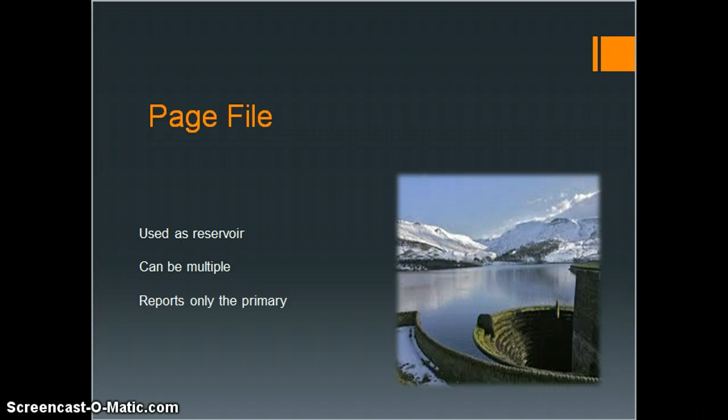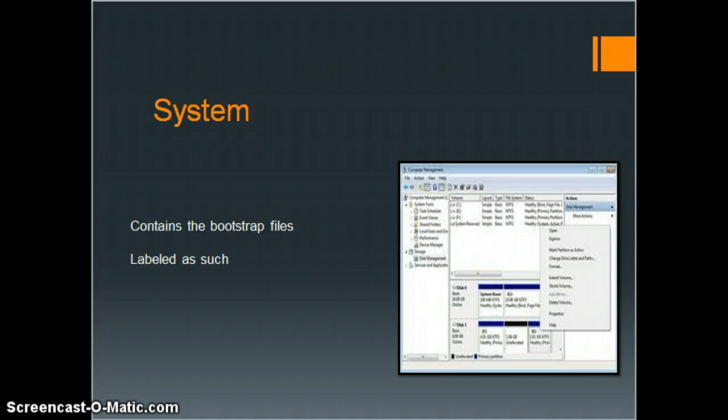A page file partition or volume contains a page file used by the operating system, sort of like a reservoir, when the amount of processes exceeds the allotted RAM. A computer can have multiple page file partitions or volumes, but typically only reports the primary volume being used as a paging file. The system partition or volume contains the hardware-specific or bootstrap files needed to load the operating system.